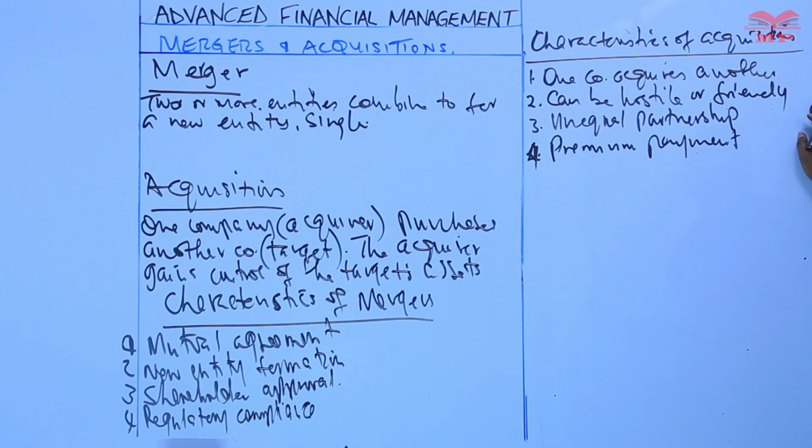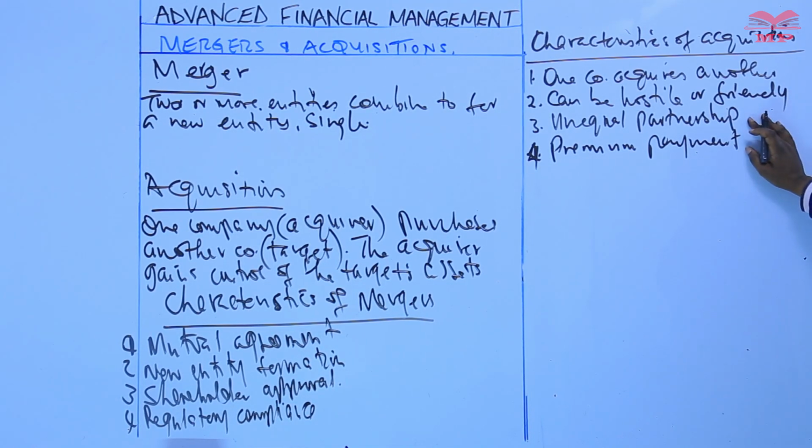So these are 4 characteristics of acquisitions. Number 1, one company acquires another. Number 2, it can be hostile or friendly. Number 3, there is an equal partnership. Number 4, premium payment.